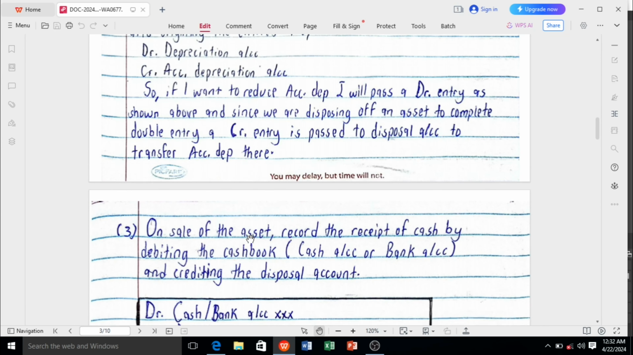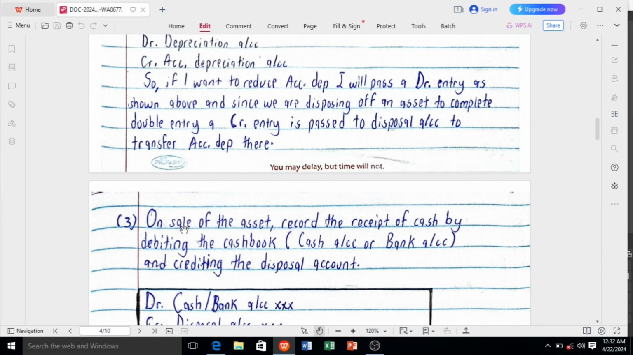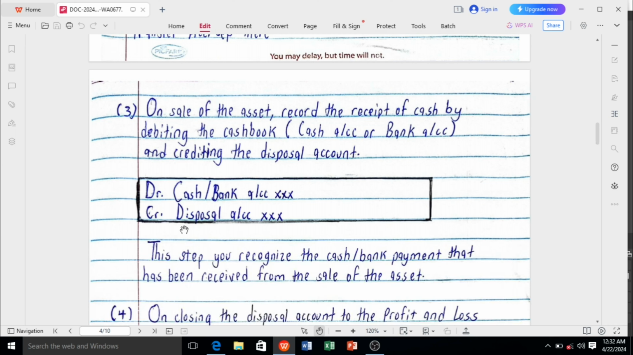The third one is on sale of the asset. On sale of the asset, record the receipt of cash by debiting the cash book. That can be the cash column or the bank column, depending on the type of account that is being affected. If they gave you cash, it is the cash account being affected. If they gave you a check, it is the bank account which is being affected. And crediting the disposal account.